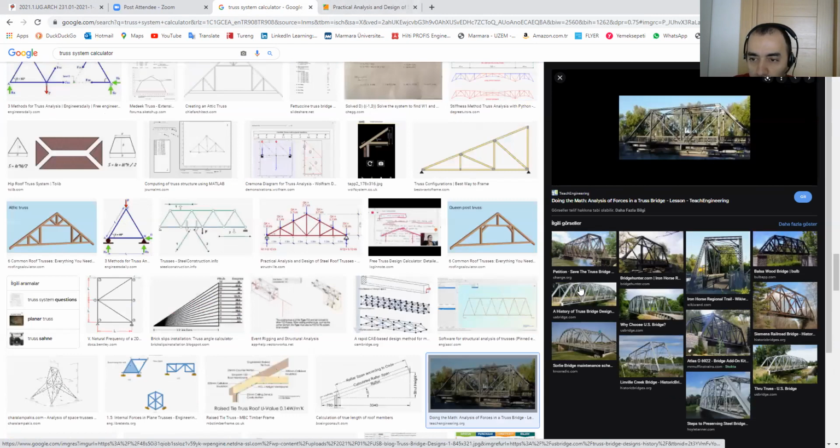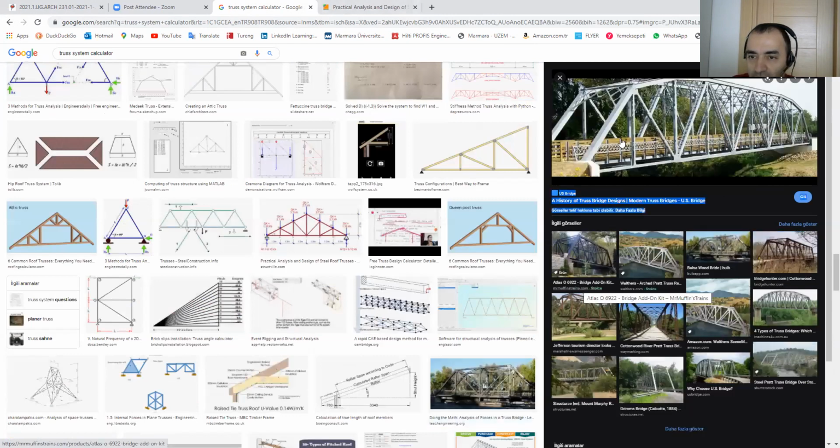Here we go. At the right hand side you can see truss systems in real life. For example, this is a railway bridge. As you can see, this span is a large span. So can we put a solid beam here? Yes, of course we can, but we have to pay more at that time.